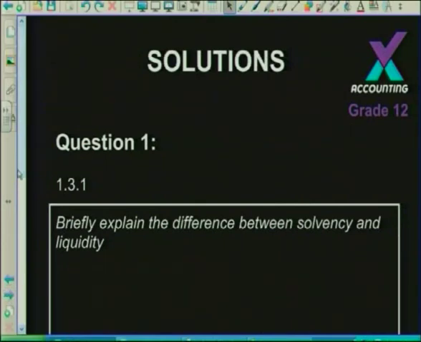Right, our next question reads as follows. They want us to briefly explain the difference between solvency and liquidity. Now remember, guys, I spoke about this earlier on. Very, very important that you know the difference between these two ratios. What is solvency? What is liquidity? So let's now start recapping on these two categories of ratios.